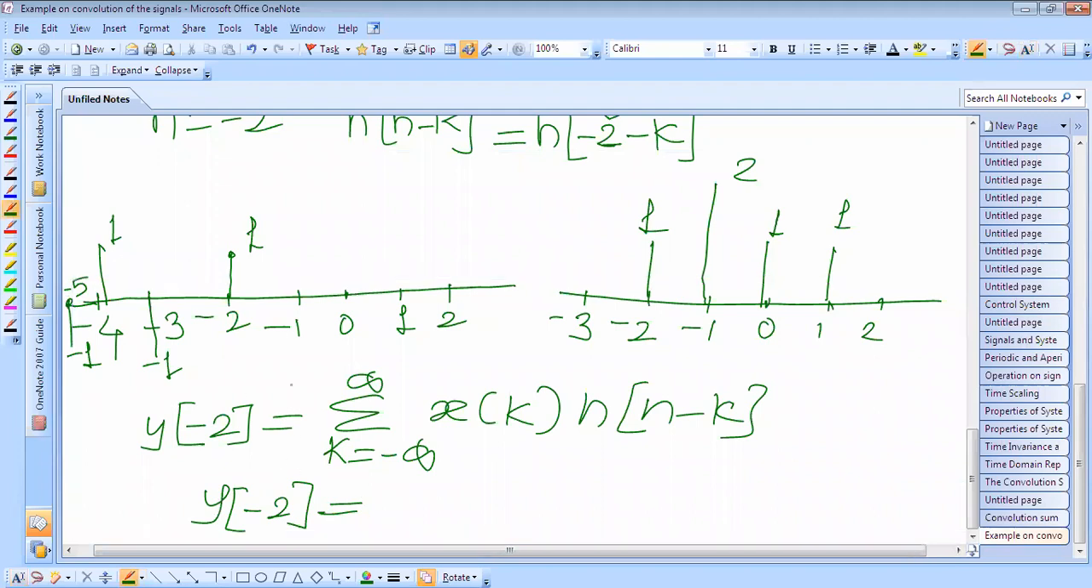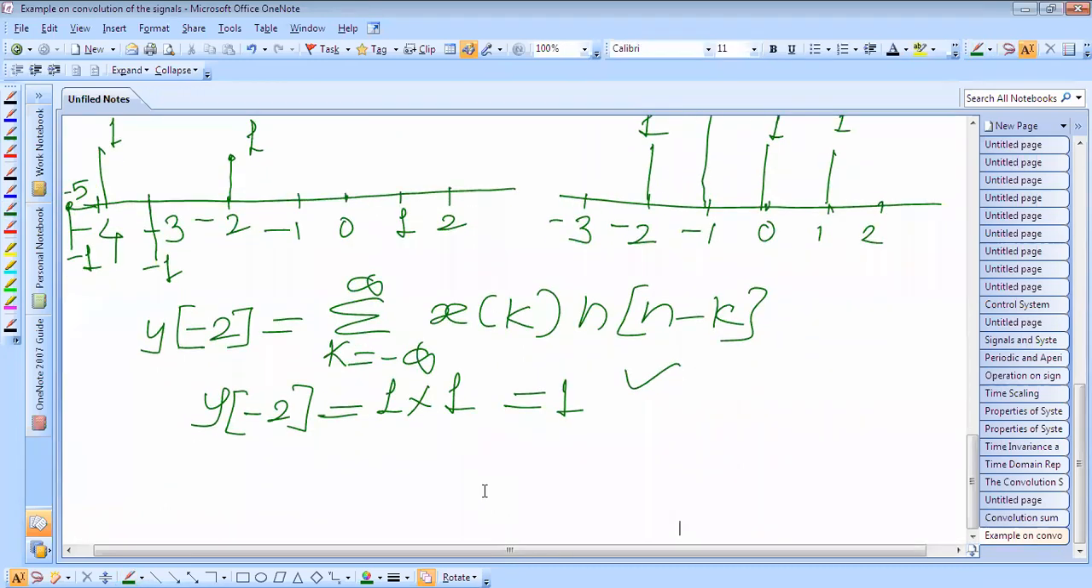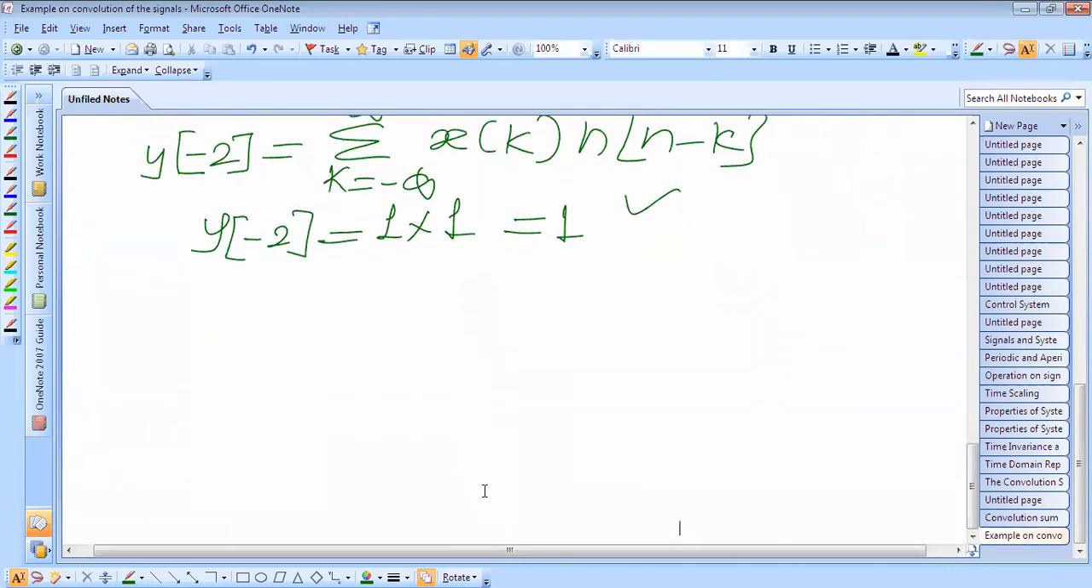So y of -2 is equal to... So this is the input, so the input at -2 is 1, and the impulse response at -2 is also 1. So 1 into 1 will give us 1. So y of -2 is equal to 1. Okay, now we will put n is equal to -1.